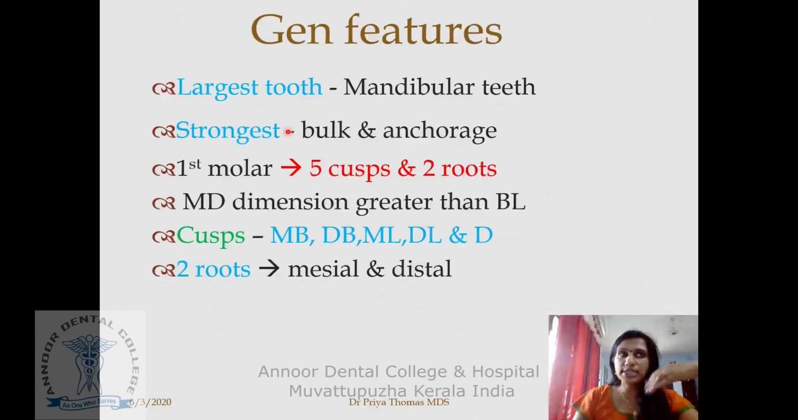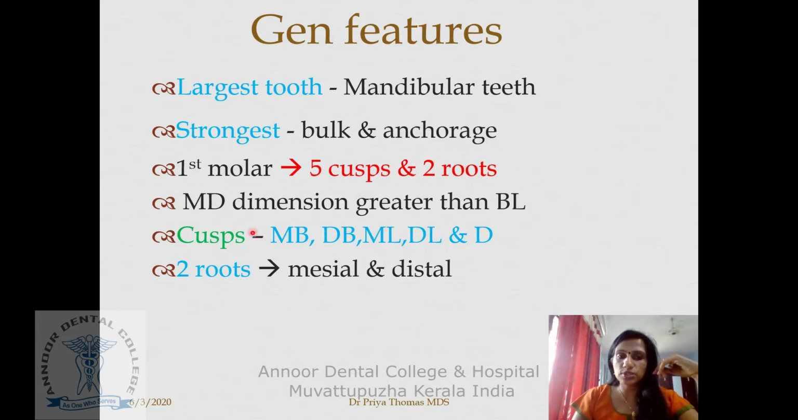Before we go into details about this particular tooth, we'll have a look at the general features. Now this tooth is considered to be the largest as well as the strongest tooth inside your oral cavity. And when you look at the tooth as a whole, it has got 5 cusps and it has got 2 roots. Among the five cusps, the 3 cusps are present on the buccal aspect. So that is your mesiobuccal, distobuccal and your distal cusp. And the other 2, that is mesiolingual and your distolingual, are present lingually.